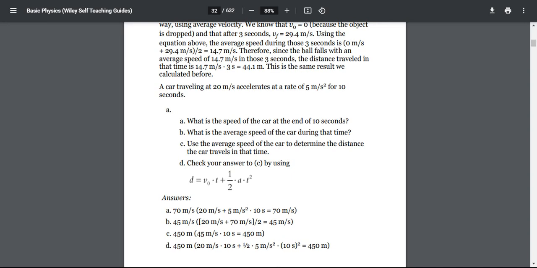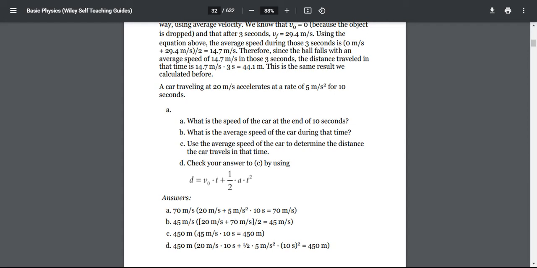Okay, so the second question is, what is the average speed of the car during that time? We just found vf, the final speed. So we are going to find the average speed. We just learned that the average speed equation is v equals v0 plus vf over 2. v0 is the starting speed and vf is the final speed.